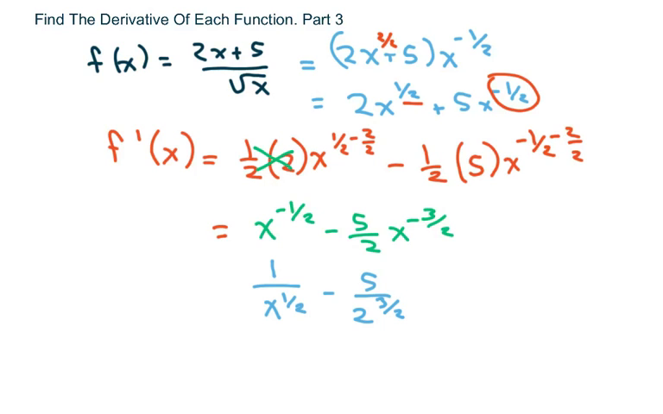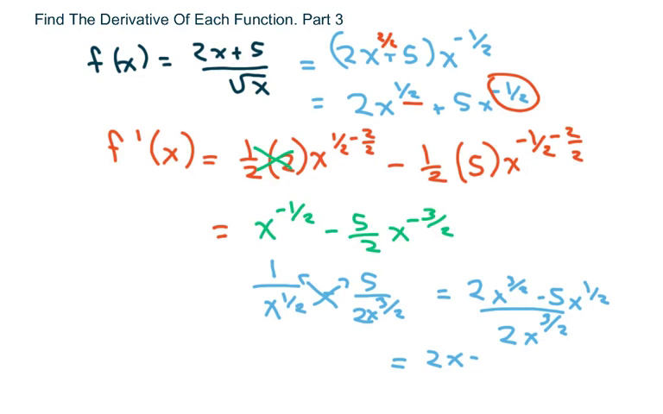And to get the common denominator, we want our common denominator to be 2x to the 3/2. So we're just going to multiply each piece by this, if you cross. So you get 2, this is x, sorry, x to the 3/2 minus 5x to the 1/2. And that's going to give you 2x minus 5 over 2x to the 3/2.